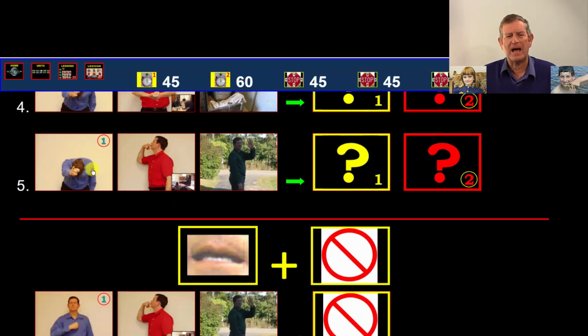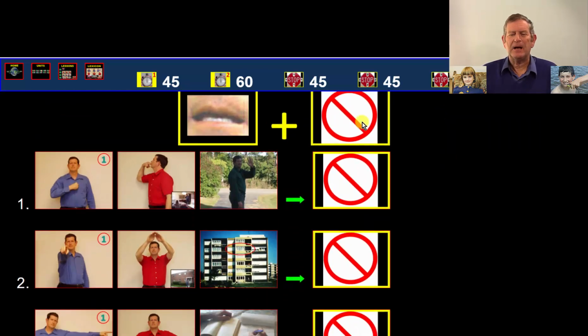All right, and number five. Okay, you say goodbye. First type of question. Do you say goodbye? Second type of question. You say goodbye, don't you? Okay, very good.